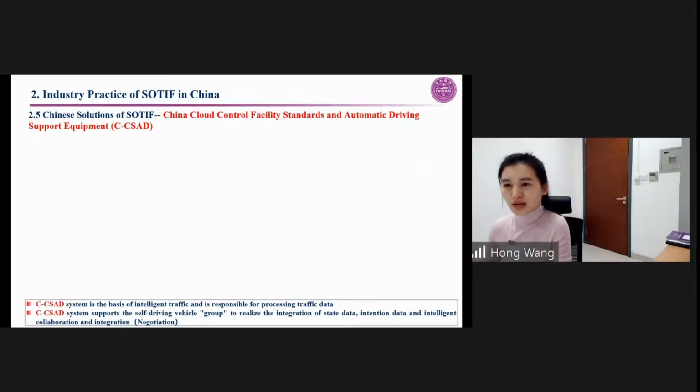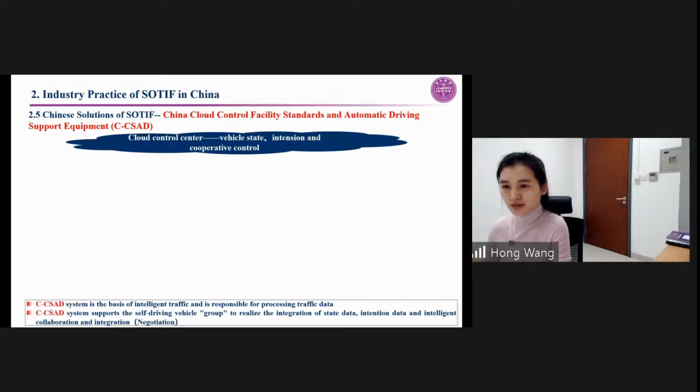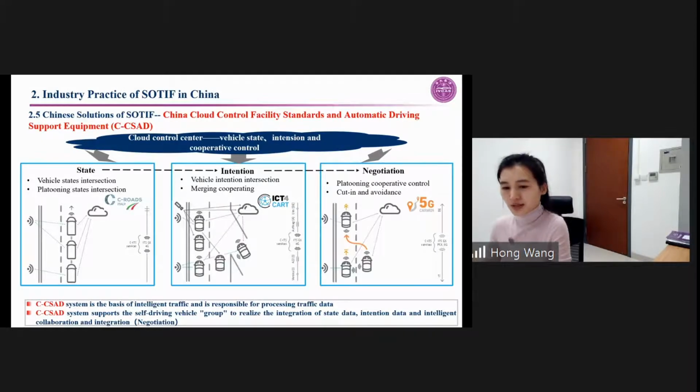The first one is the CSAD, which is called China Cloud Control Facility Standard and Automatic Driving Support Equipment. This system is the basis of intelligent traffic and is responsible for processing traffic data. The CSAD system supports the self-driving vehicle group in realizing the integration of state data, intention data, and intelligent collaboration, which is called negotiation. This is also one of the solutions to overcome the SOTIF issue.